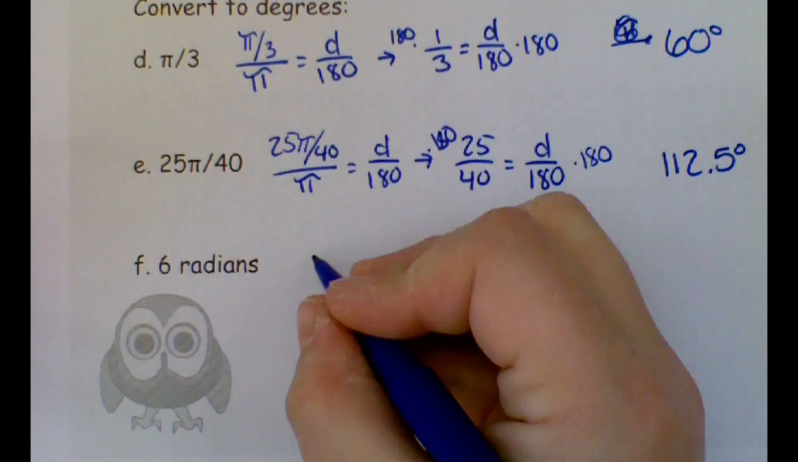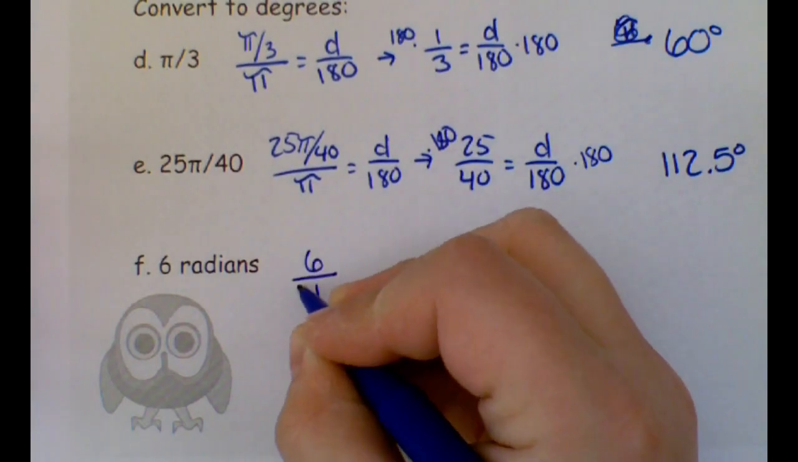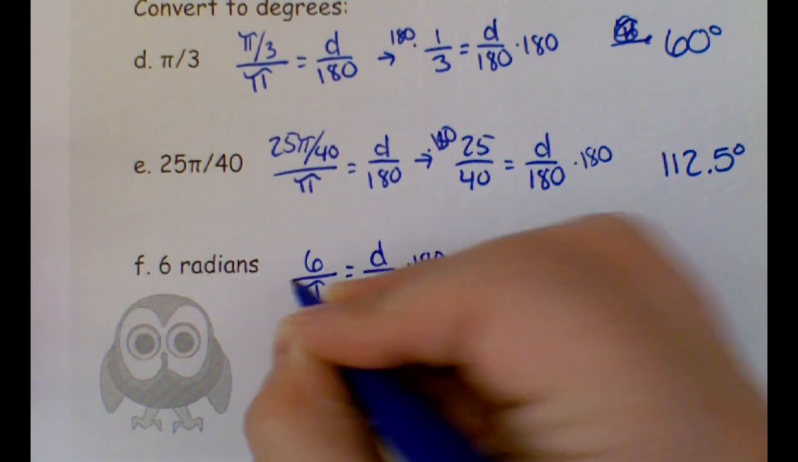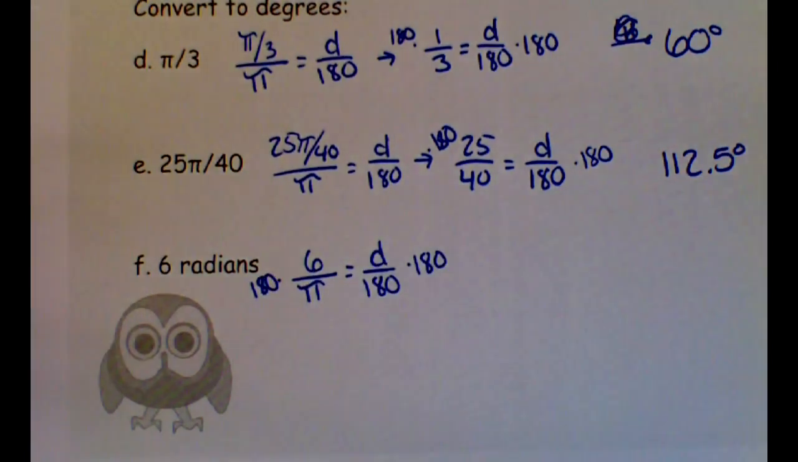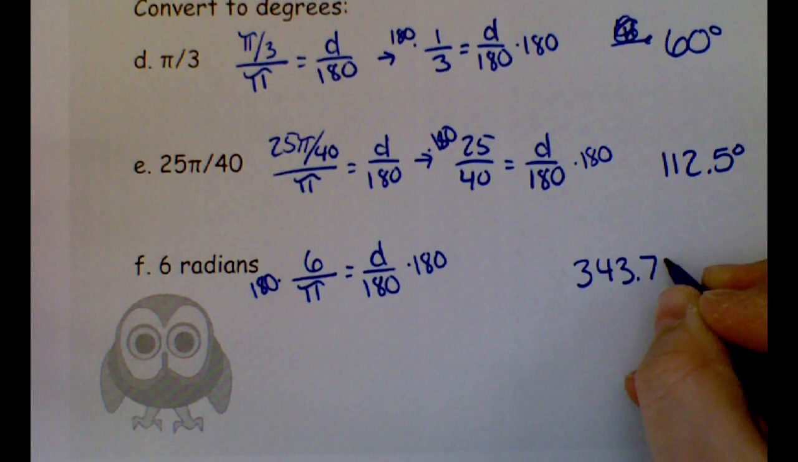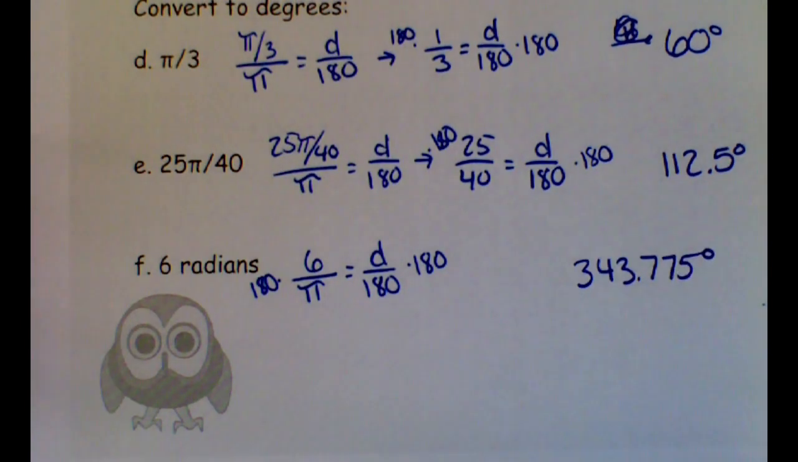And for 6 radians, 6 over pi equals degrees over 180. This is one where you'll just multiply the 180. 180 times 6 divided by pi. We get 343.775 degrees. All right, a few more for you.